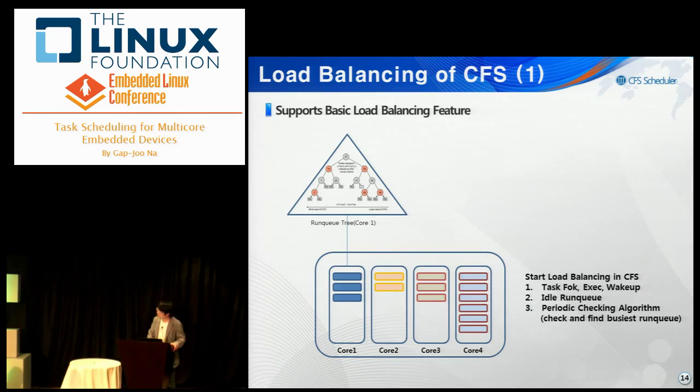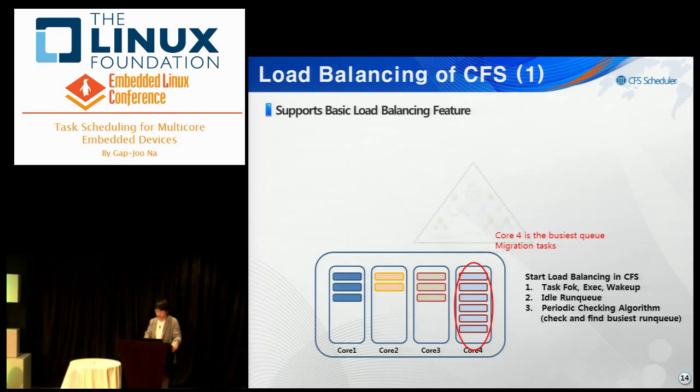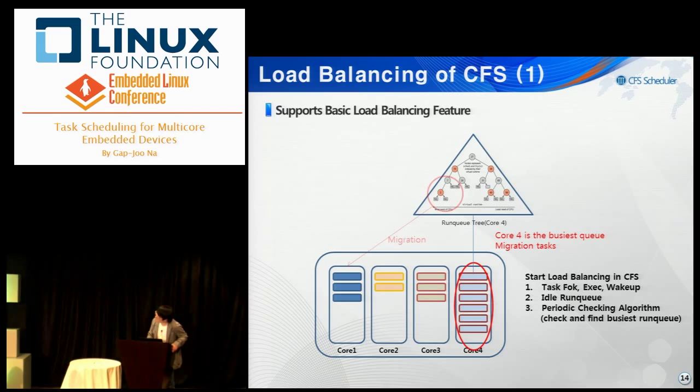This is an animation of the last condition. First, when the scheduler finds the busiest queue, tasks in the busiest run queue are migrated into this run queue. So CFS is able to keep its global fairness, but we should rethink the last condition.